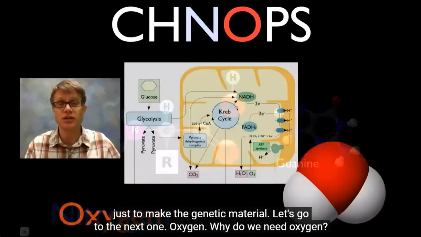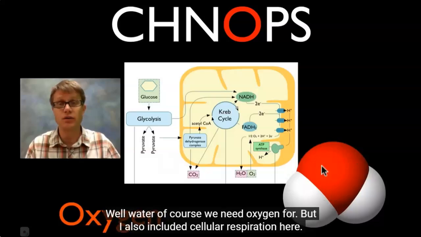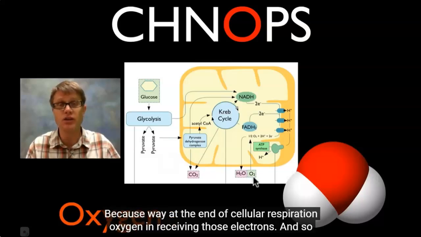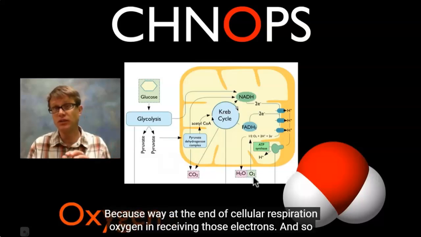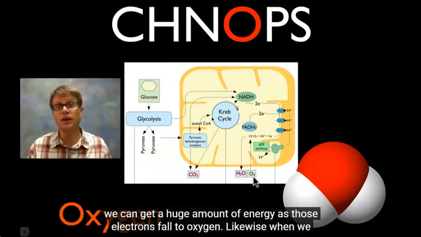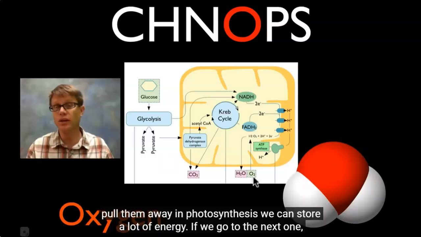Let's go to the next one, oxygen. Why do we need oxygen? Well, water, of course, we need oxygen for. But I also included cellular respiration here because way at the end of cellular respiration, oxygen is receiving those electrons, and so we can get a huge amount of energy as those electrons fall to oxygen. Likewise, when we pull them away in photosynthesis, we can store a lot of energy.